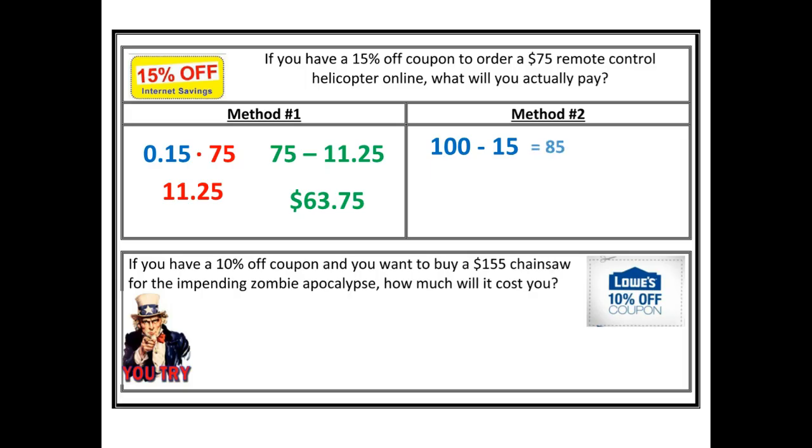So I'm only paying for 85% of the actual object, or the actual helicopter. I'm going to turn that 85% into a decimal, so I move the decimal 2 places to the left, and multiply by my original cost. So again, I'm trying to find 85%, just the chunk of the helicopter that I'm paying for. Multiply that together, I get $63.75.